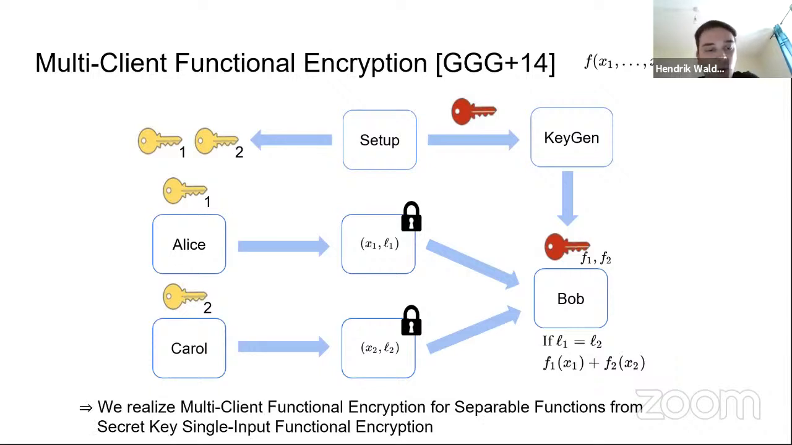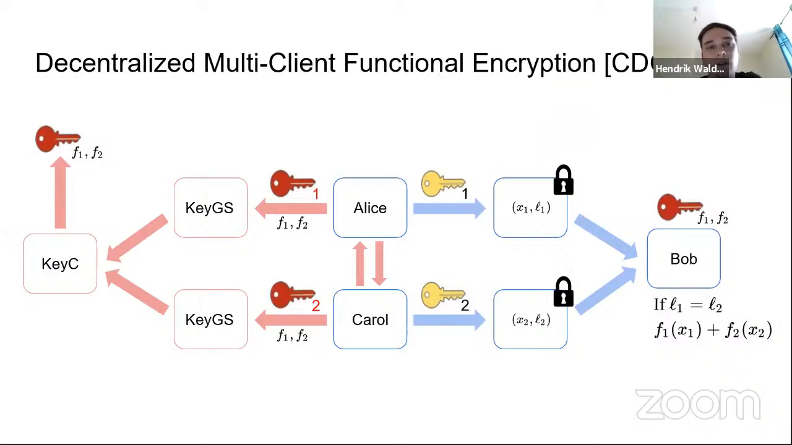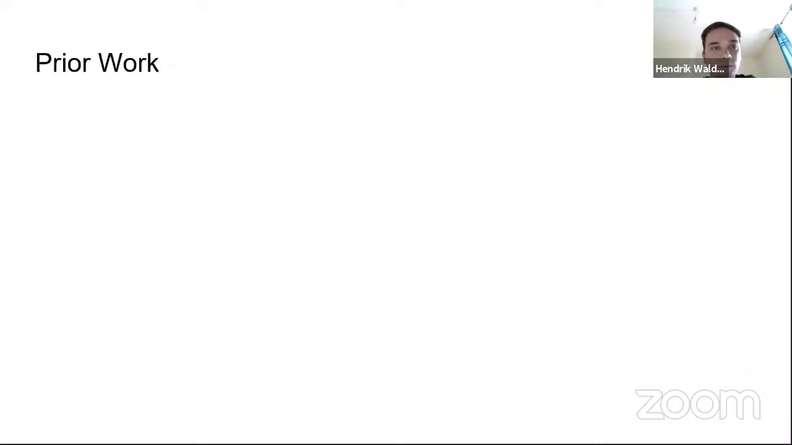In this work, we show how to realize multi-client functional encryption for separable functions from secret key single input schemes. This is basically a similar setting where the setup algorithm only outputs a single key that is then used for the key generation and the encryption. There also exists a decentralized version of this notion where there is no setup algorithm executed by a single party, but Alice and Carol do this together interactively. Then for the generation of functional keys, they can both generate different functional key shares, which can then be combined to obtain the full functional key.